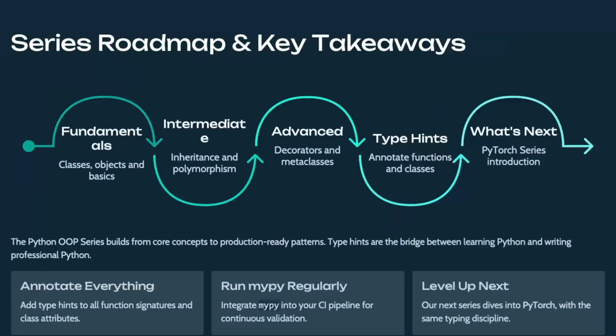Now, this video marks the end of our Python OOP series. Let's look at how far we've come. We started with classes, objects, encapsulation. Then we moved into inheritance, polymorphism, and abstract base classes. Then we explored dunder methods, operator overloading, and the very important decorators. And finally, we explored generators, context managers, type hints, MyPy, and for the final video, advanced typing. Together, these topics form the foundation of professional Python development. Whether you're building backend systems, AI applications, automation tools, or web services, you will encounter these concepts regularly.